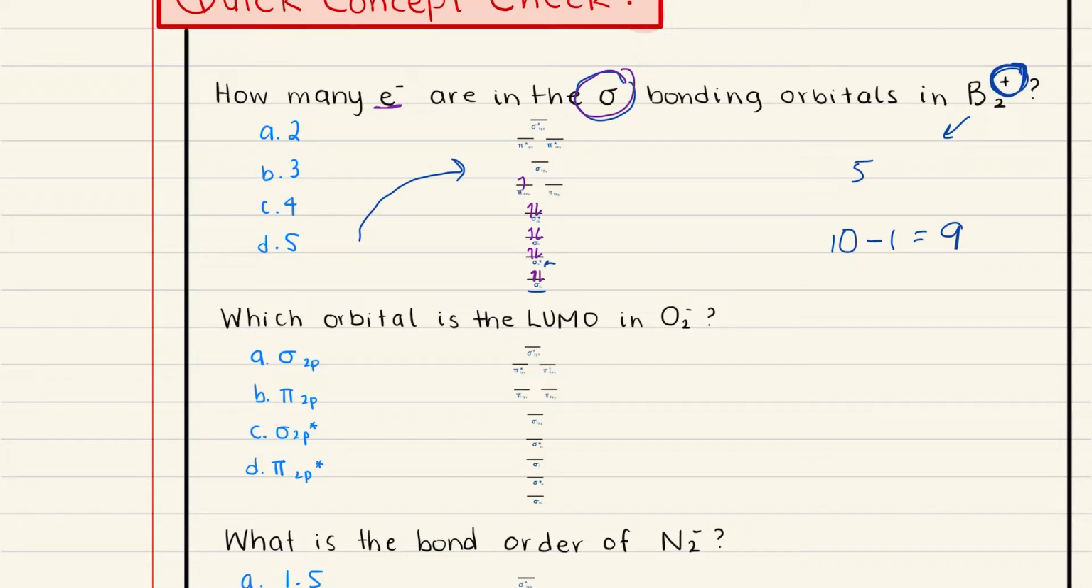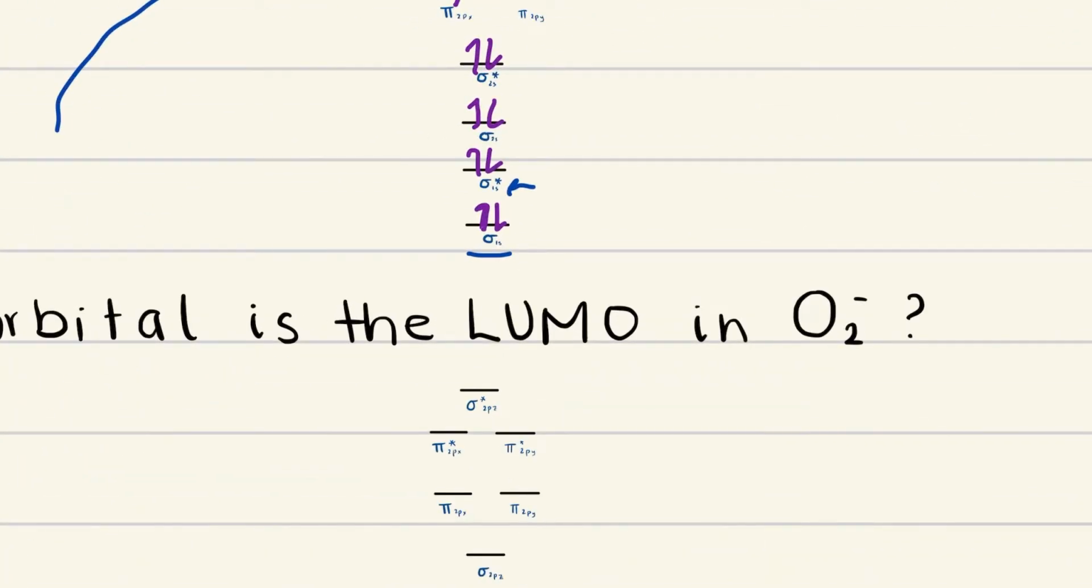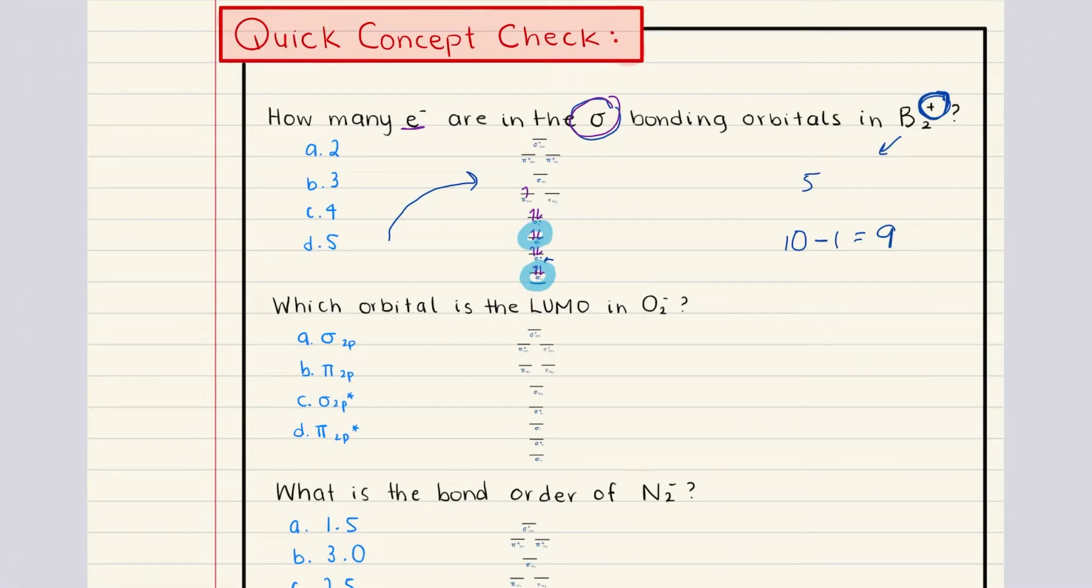Now we can answer the question of how many electrons are in the sigma bonding orbitals in the di-boron cation. So here we have 2 in this sigma bonding orbital for 1s, and we have another 2 in this sigma 2s bonding orbital. That gives us a total of 4 electrons that are in sigma bonding orbitals in this diatomic species. The correct answer here is going to be C.